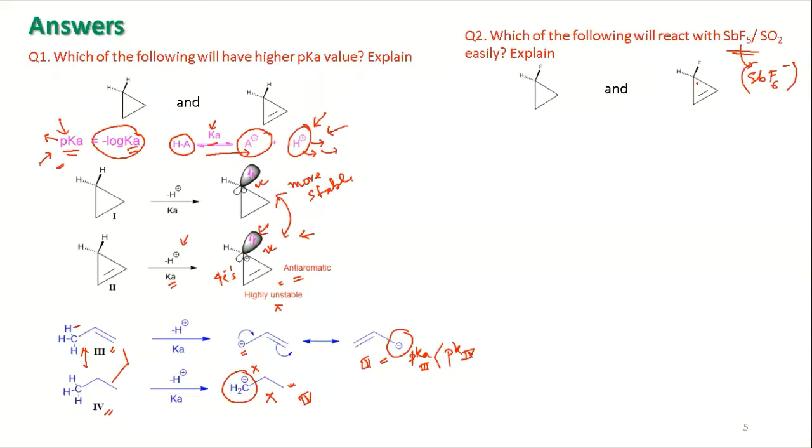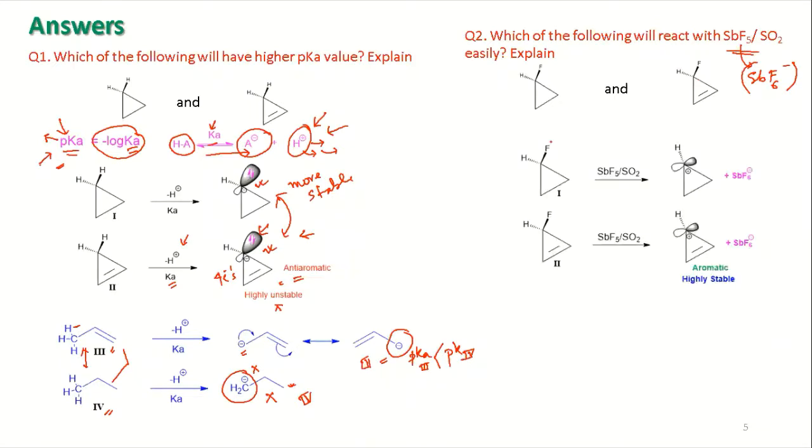So what will be the situation of the substrate? It is giving up the F minus. So you will expect the formation of the cation, right? If the F minus is coming out, you will have the cation formation. Got it? So whenever you have easy formation of the cation, that means the F minus will react easily with the SbF5. So SbF5 can easily abstract the fluoride to give the cation.